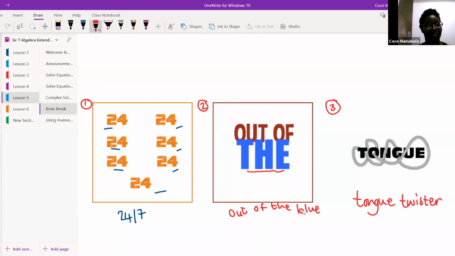Tongue twister. Oh, Kunga, you may need to zoom out or zoom in on your screen if you can't see number three. Probably your screen is skewed a little bit. This one is a tongue twister.